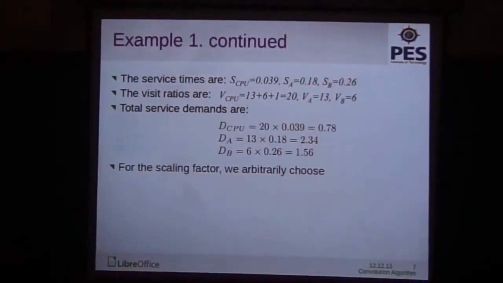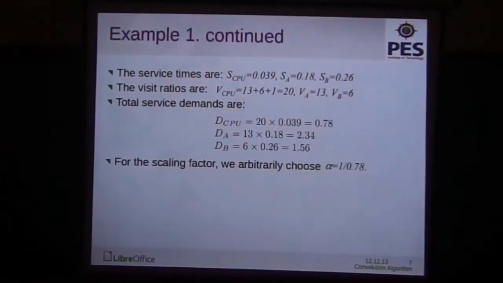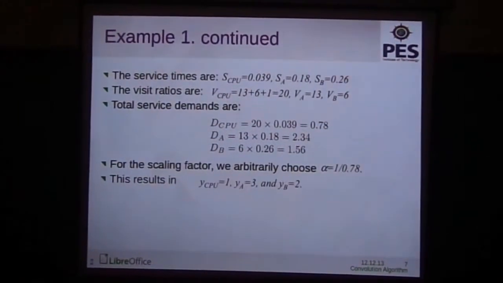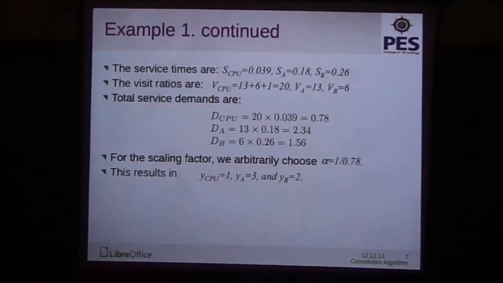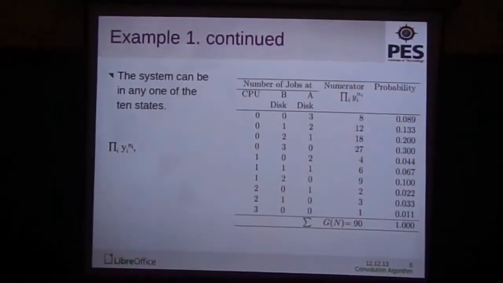For the scaling factor, we arbitrarily choose alpha equals 1 by 0.78. This results in Y CPU equals 1, YA equals 3 and YB equals 2. The system can be in any state of this set.